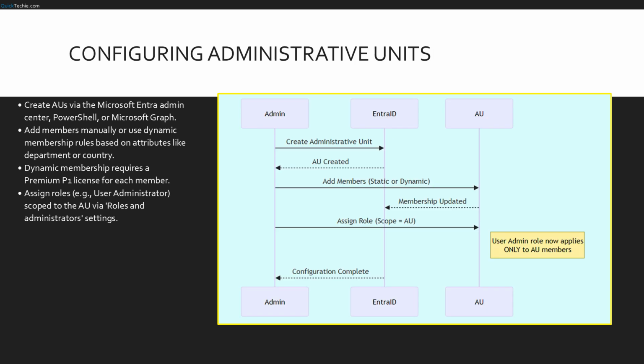Configuring administrative units is straightforward. You can create them using the Microsoft Entra Admin Center, PowerShell, or Microsoft Graph. Once created, you must populate them. You can add users, groups, or devices manually, or for efficiency, use dynamic membership rules.